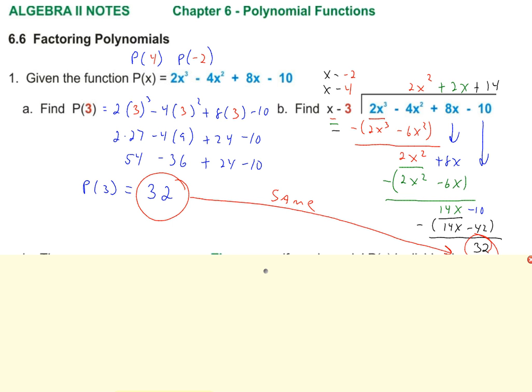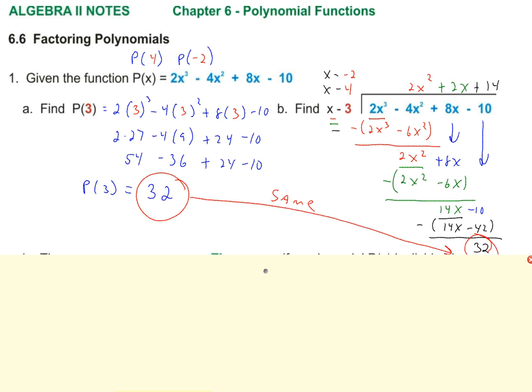The remainder from subbing in the value would be the same remainder by doing long division. Which one should be quicker, subbing in the value or long division? Subbing in the value. Which one should produce less error, subbing in the value or long division? Subbing in the value. So subbing in the value is way more efficient to get us to the remainder.